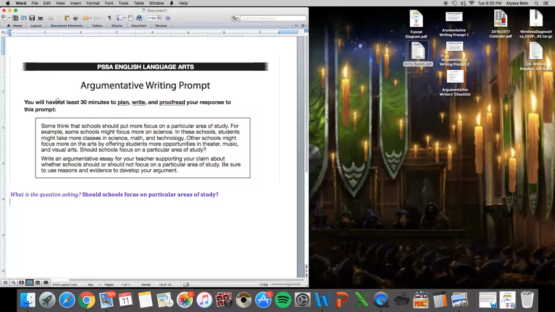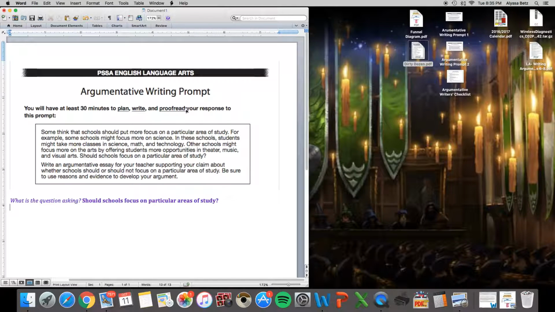It says you will have at least 30 minutes to plan, write, and proofread your response to this prompt. It sounds like a lot of time, but once you see how many different steps you need to go through to complete this and to construct a perfect paper, you'll realize that that time actually is not that long. So let's take a look at the prompt.